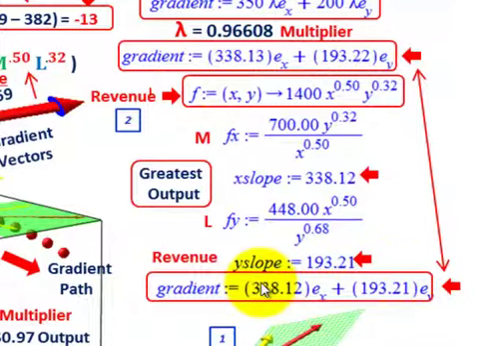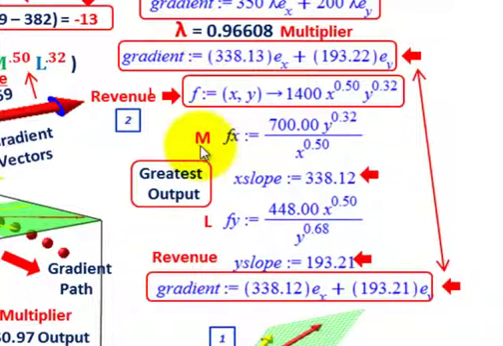Now, the key is that these gradients for our revenue equal our gradient for our cost. So that's the key point we're looking at, and that is the key with the gradients. We're looking at our greatest output. At our solution amounts, our gradients are equal between the two. Okay, so that's for our gradient.